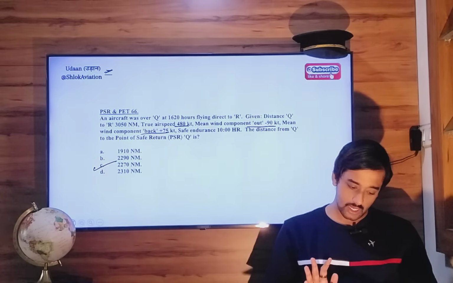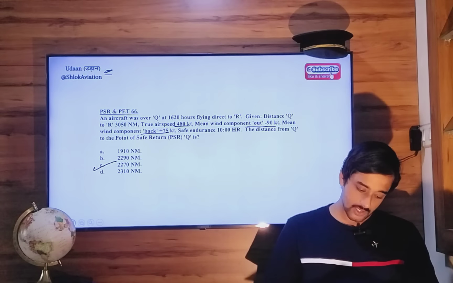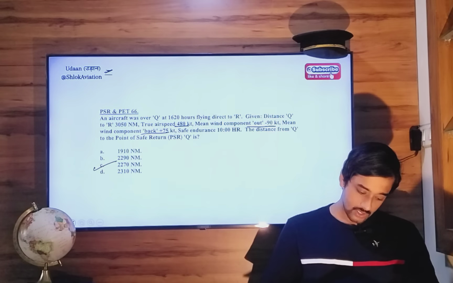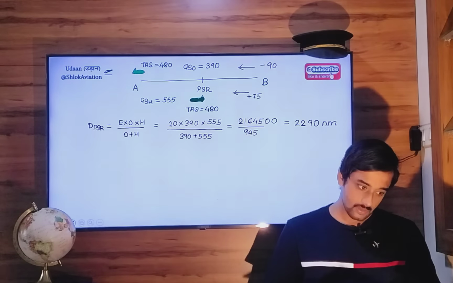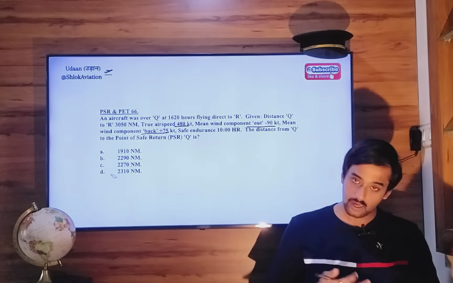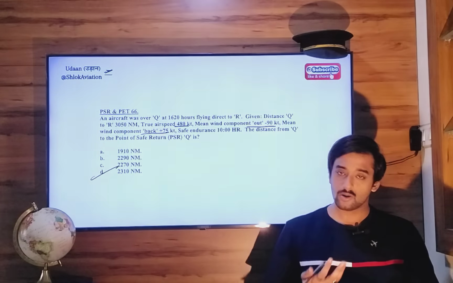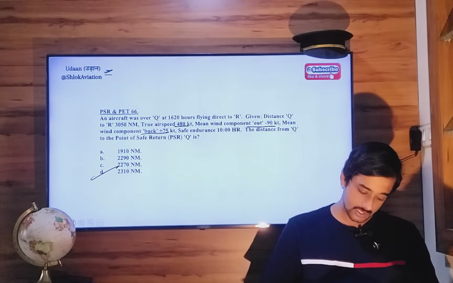It should be between 2270 and 2310. So it's better to select Delta. Okay, always select the bigger value. So 2290. So 2310 nautical miles.